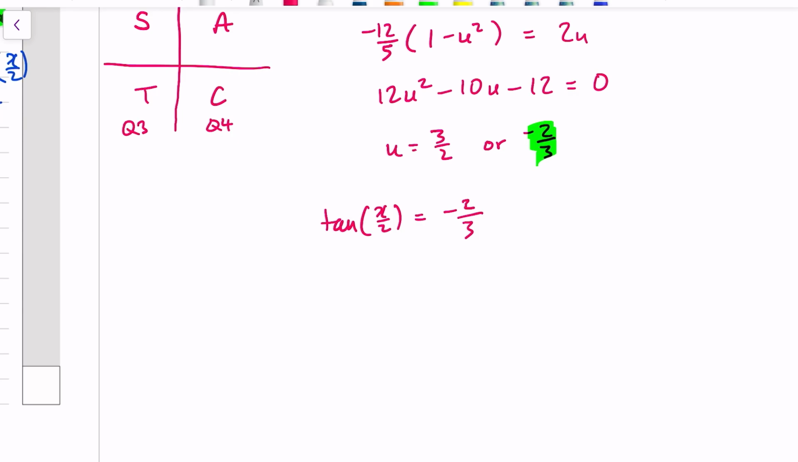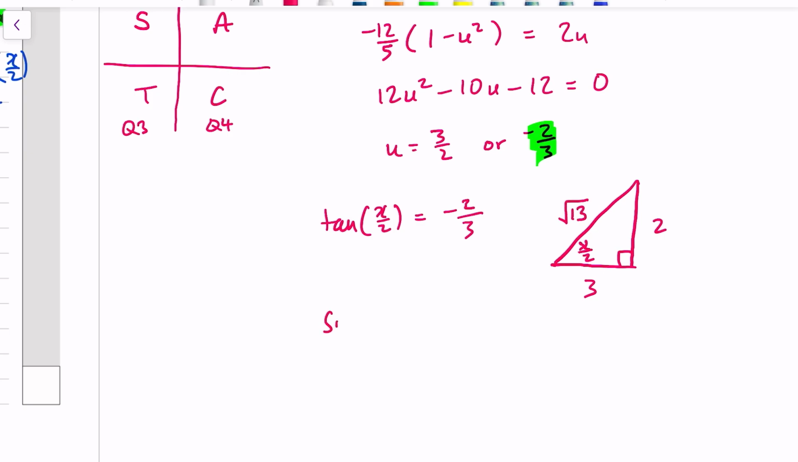Okay, once we're there, we can draw another triangle. This time though, our angle is x over 2. And we know the tan ratio, so opposite is 2, adjacent is 3. I ignore the negative when I'm drawing a triangle like this. I just want to find the hypotenuse. 3 squared is 9, 2 squared is 4, add them together, you get root 13.